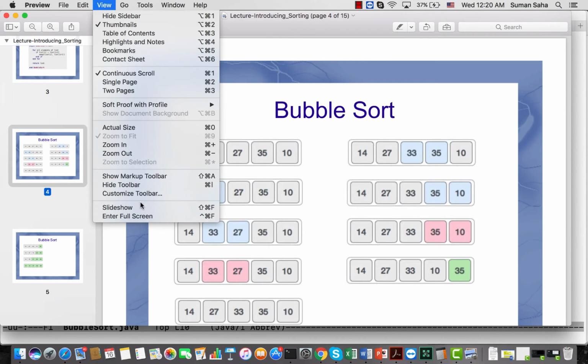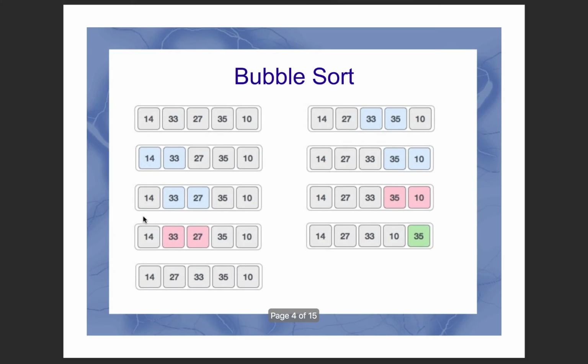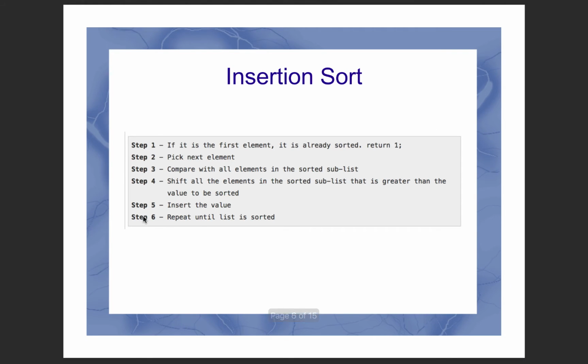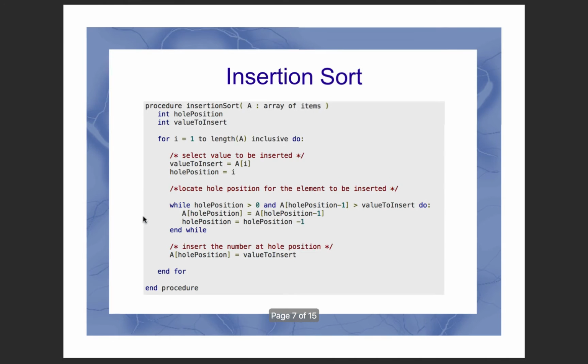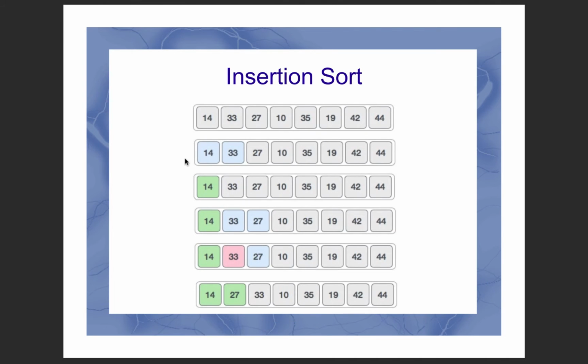Now let's go to the next sorting algorithm. This is called insertion sort. Before going to the algorithm, let's see the examples. So in insertion sort, we have an unsorted element. The idea of the insertion sort is that you take the next element and insert that element at the right position.